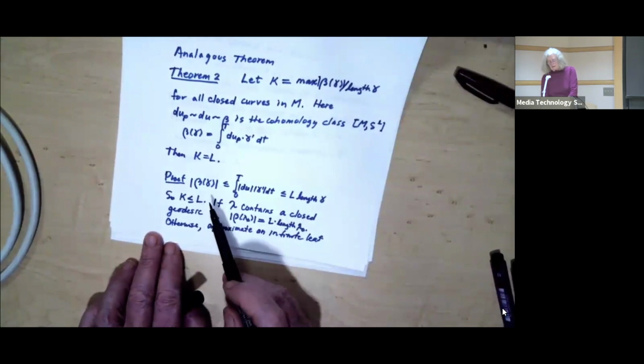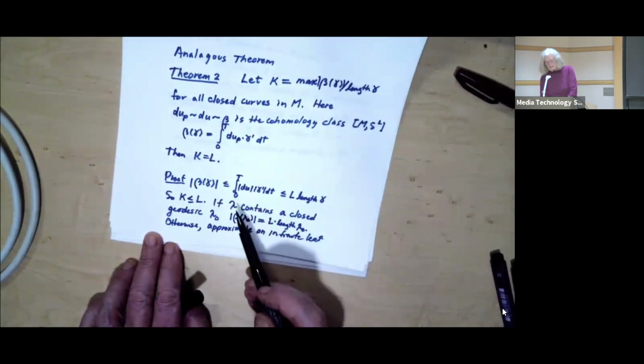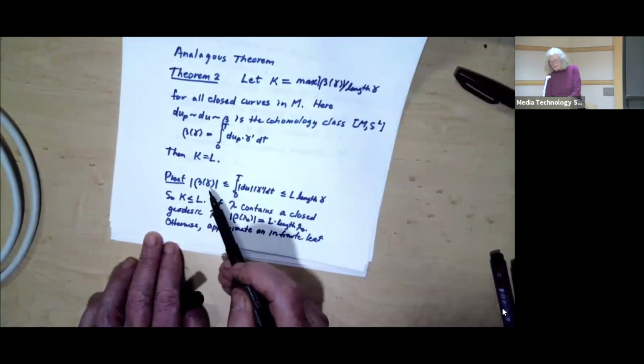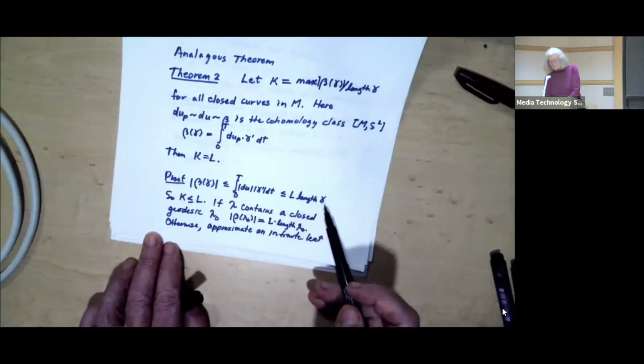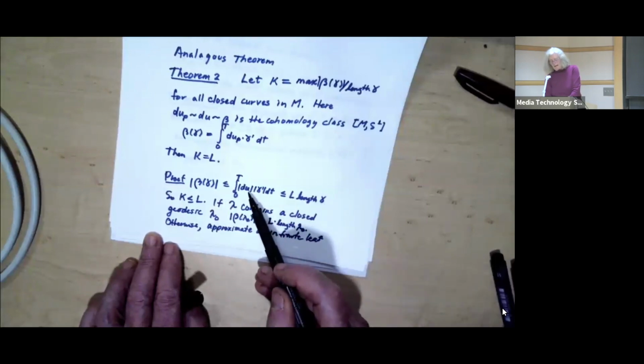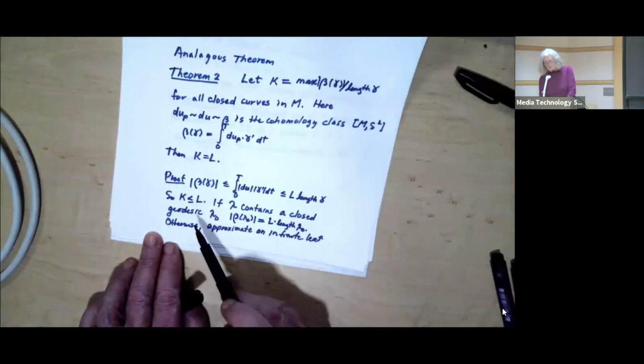You first of all notice that just by definition of the best Lipschitz constant, beta applied to any curve gamma is less than or equal to L times the length of gamma, because we've got a bound on the norm of the derivative. So K is less than or equal to L.